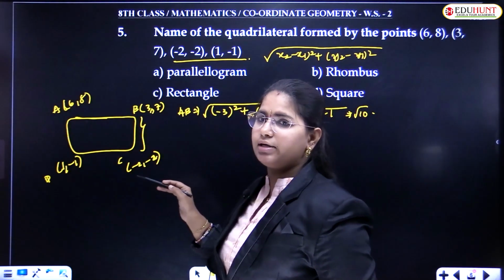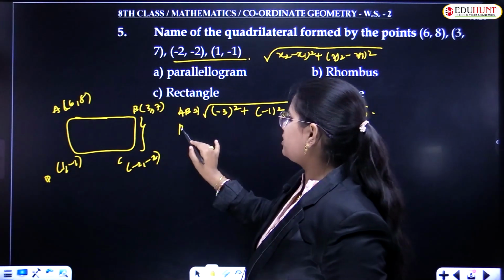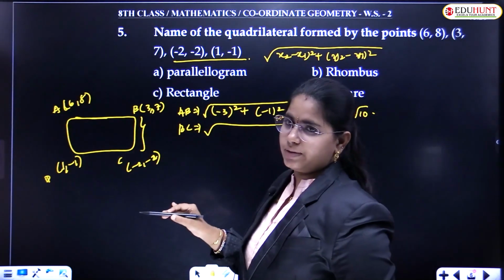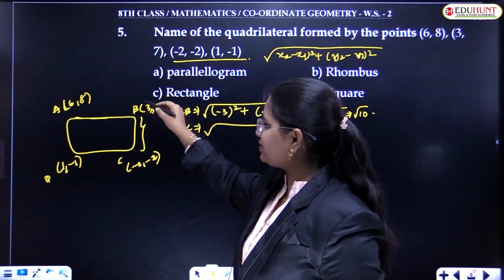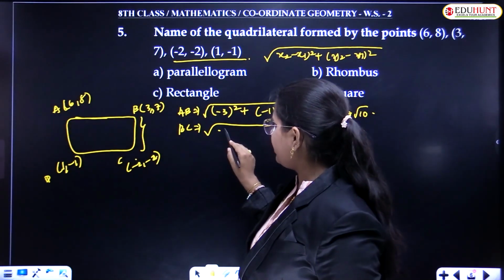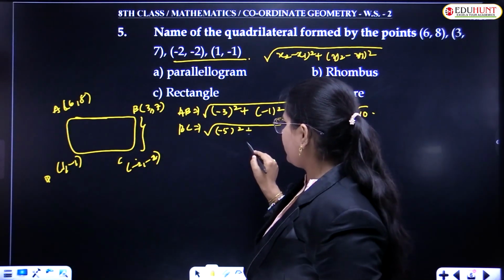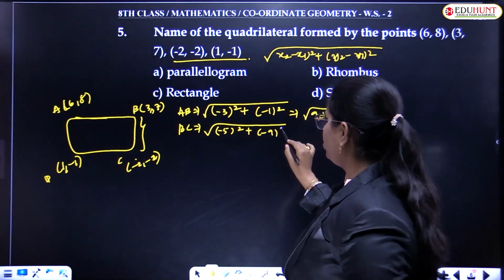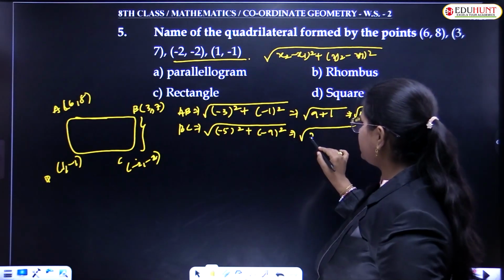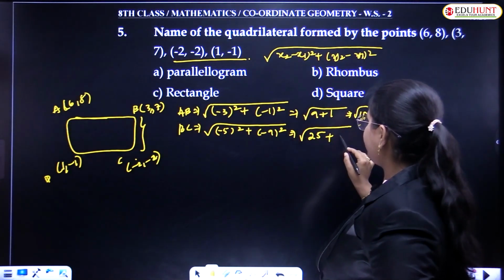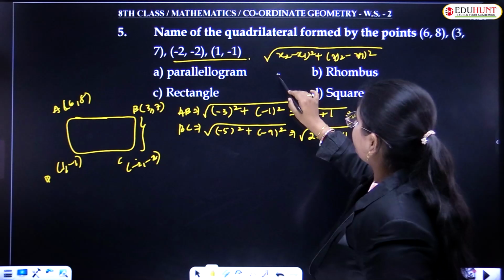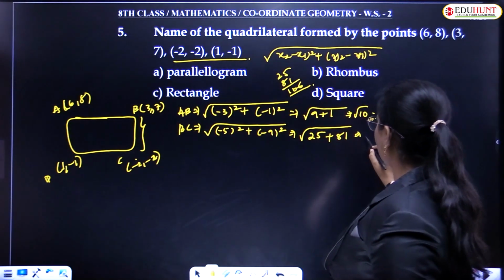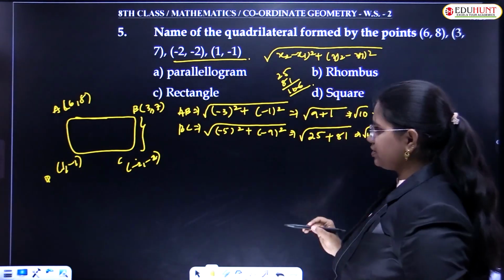Similarly we will calculate the length of BC. What is the length of BC? Tell me. x2 minus x1: minus 2 minus 3 is minus 5 whole square, minus 2 minus 7 is minus 9 whole square, correct? So this will become 25 plus 81. What is 25 plus 81? It is 106, right? So the length of BC is root 106.